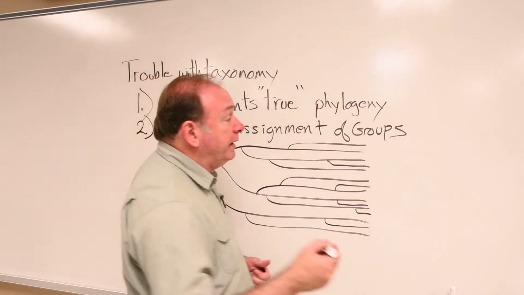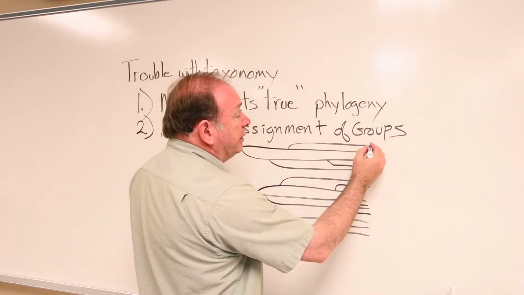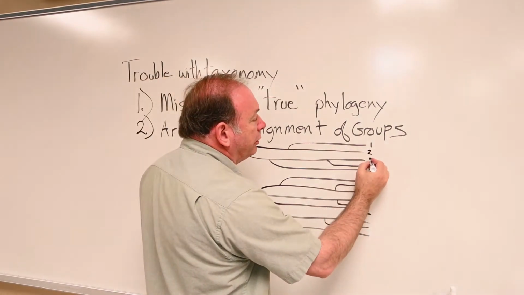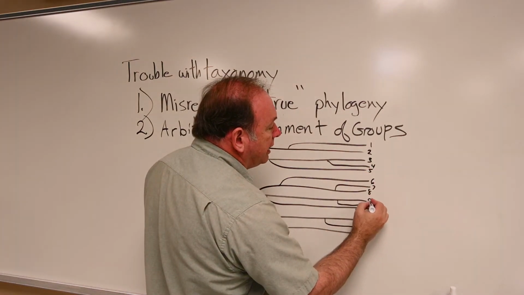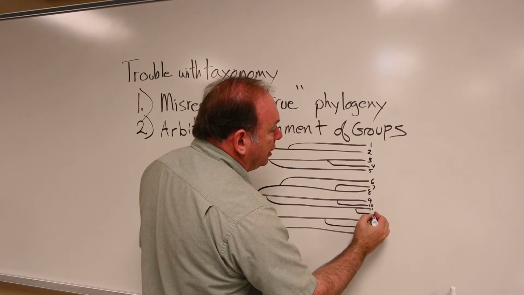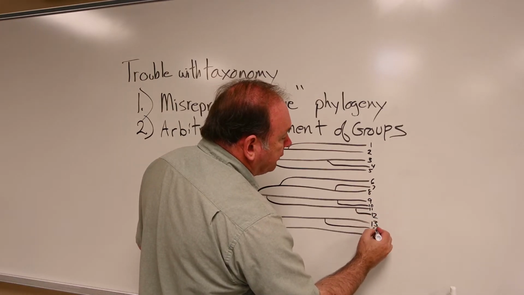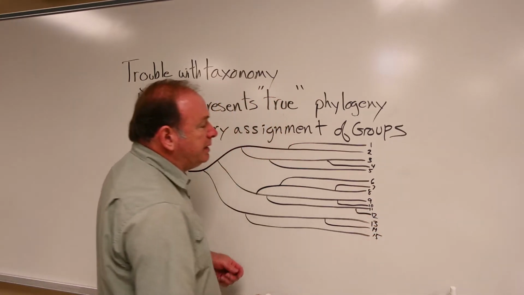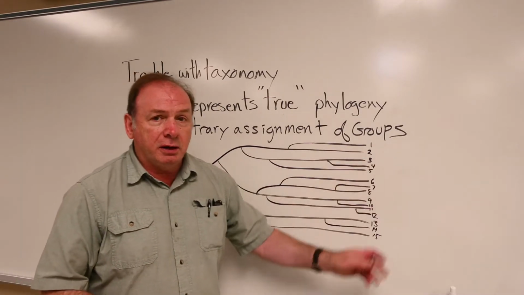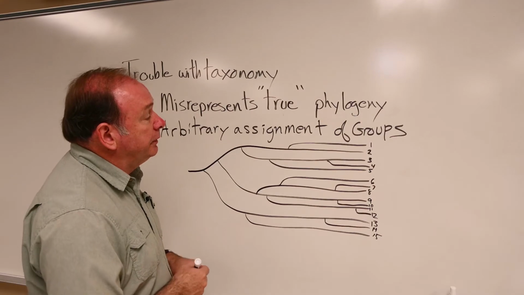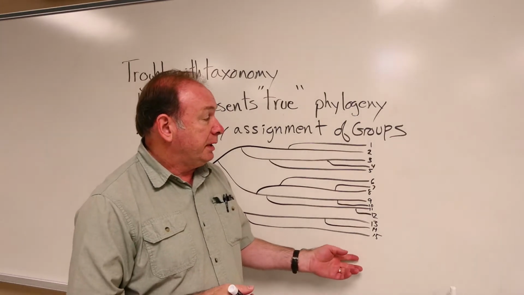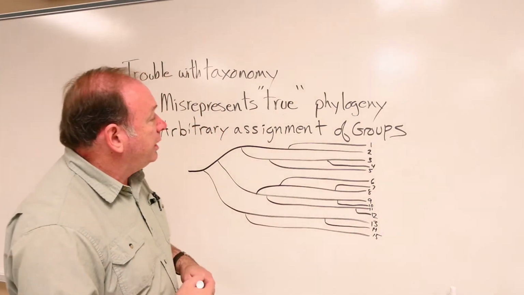And we have a number of different named species over here. I'll just number them: 1, 2, 3, 4, 5, 6, 7, 8, 9, 10, 11, 12, 13, 14, 15. 15 species that are current living forms in this phylogenetic group. So, that's a good number to work with.